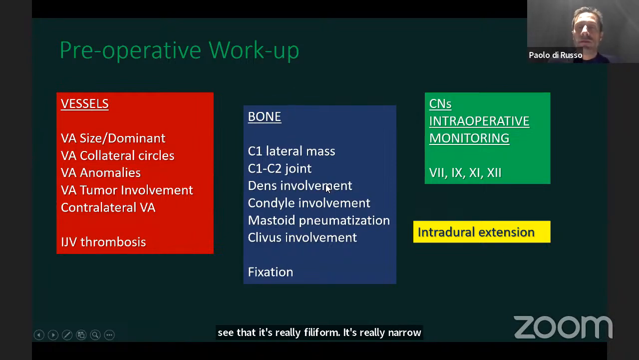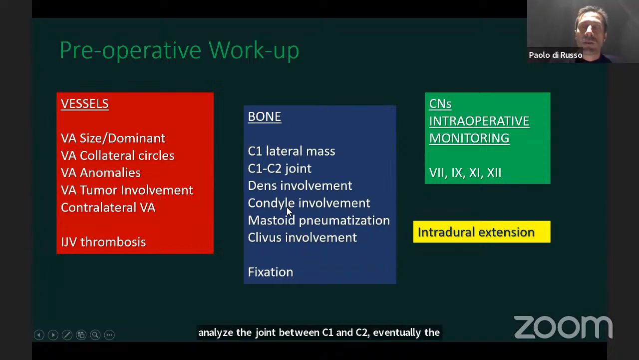But the bone is really important to understand where there is some lesion, some erosion of the bone, because a tumor like the chordoma is a tumor that bites, that erodes the bone. So you have a C1 lateral mass to analyze the joint between C1 and C2, eventually the involvement of the dens of C2 and the condyle.